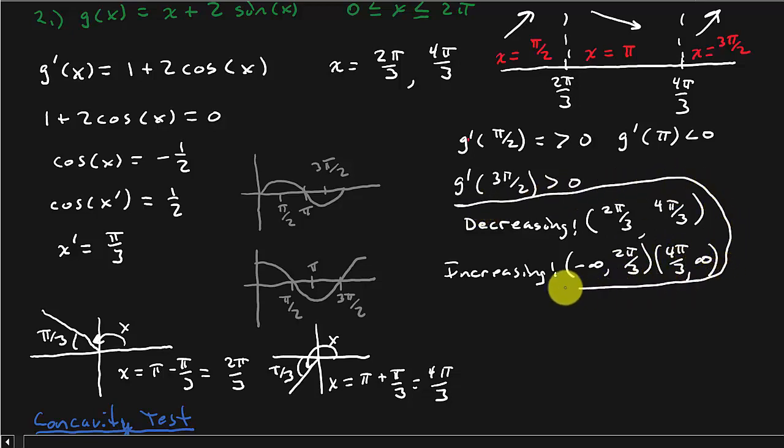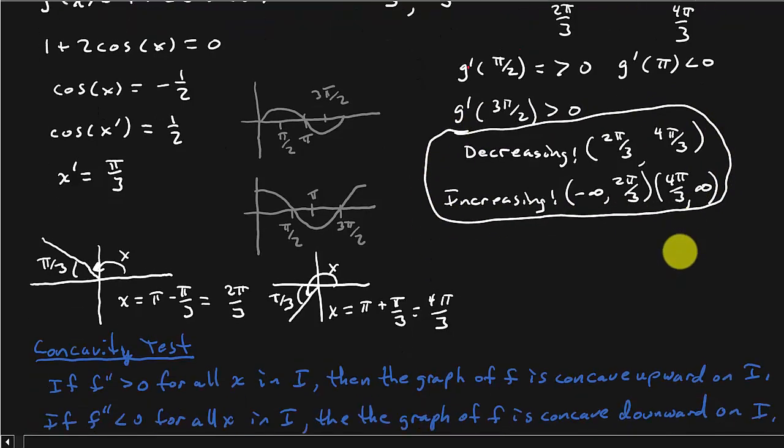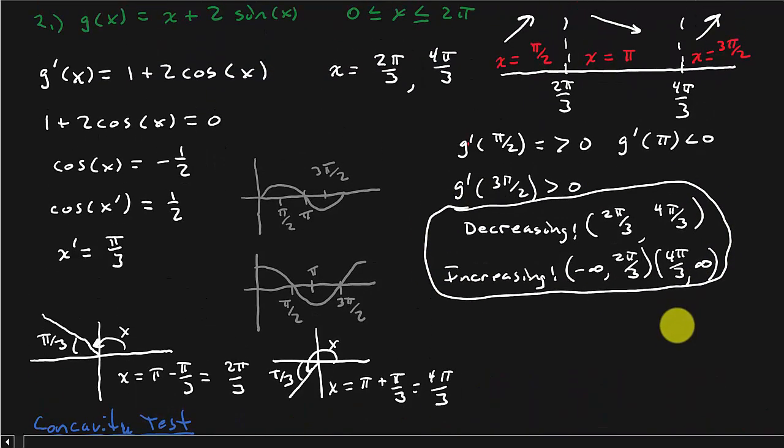So there's your increasing and decreasing. All right, now we need the local max and min. But before we do that, I kind of did this on purpose, but kind of didn't.